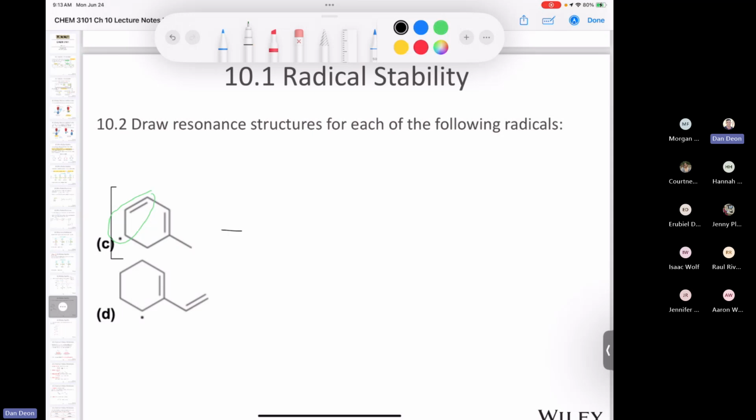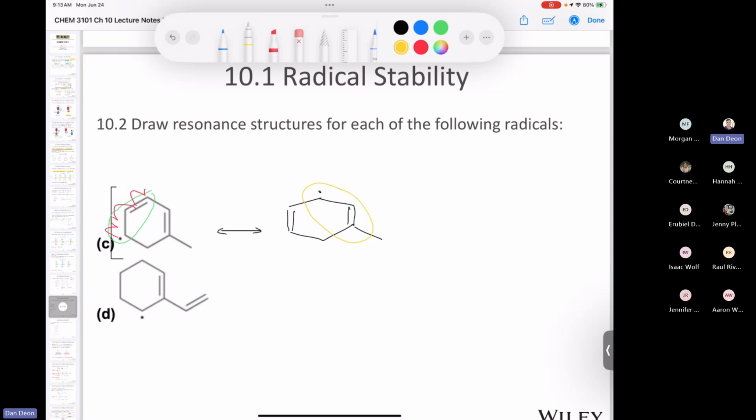So I'll put in my resonance arrow and let's draw some fishhooks. So we're going to make a new bond like this, and then we're going to break this one and put the electron up on this carbon at the top of the ring. So I have my 6-membered ring, which looks something, look at this. I made a bond here. I've still got this bond here. I still have my methyl group, and there's my unpaired electron. And then we can see our next allylic radical is right here.